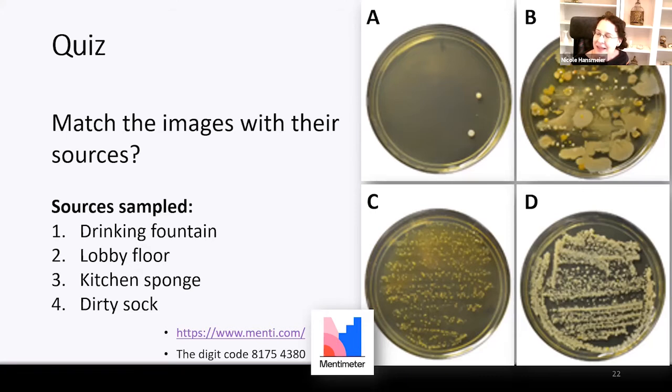Here you see agar plates from different sources, where colleagues streaked out material they sampled. We have a drinking fountain, the lobby floor, a kitchen sponge, and dirty socks. What I'd like to do now is a Mentimeter where you can vote which plate comes from which sampled source.